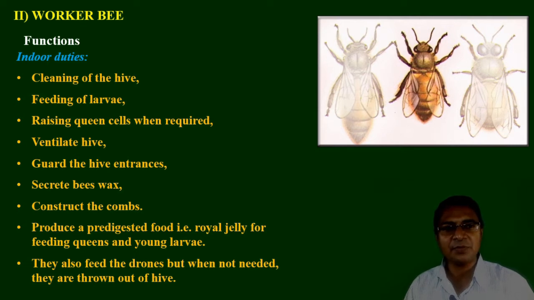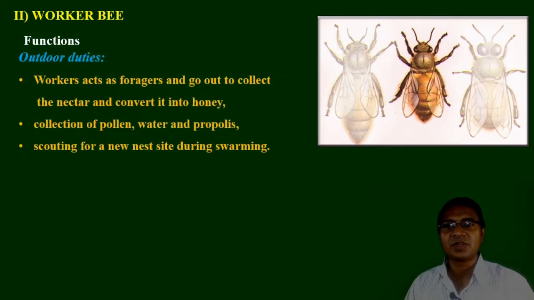If the mating is completed and there is no need of the drones in the colony for mating with the queen, then they are thrown out of the colony by the worker bees. Now the outdoor duties, where the worker acts as a forager and collects the nectar, which is then converted into honey. Along with that they collect the pollen grains, water as well as the propolis, which is important for the comb foundation.